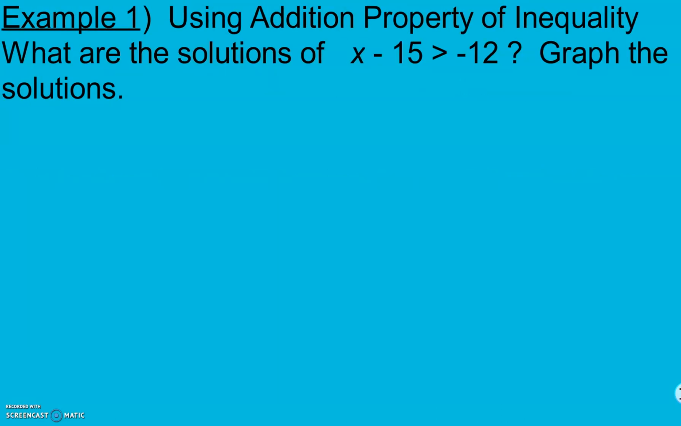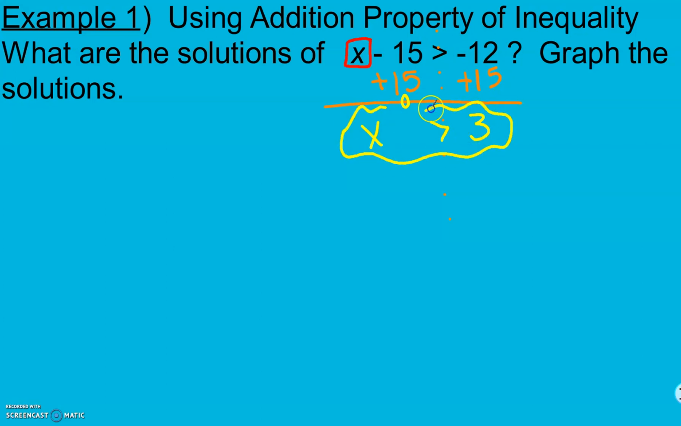So in example 1, we are going to get the solutions of our inequality and then graph them. So right now, my x is being subtracted. We get rid of subtraction by adding. And whatever I do to one side of my inequality, I have to do to both, just like with equations. So here, I have x, negative 15 plus 15 is 0. My inequality didn't change. Negative 12 plus 15 is 3. So x is greater than 3 is my solution.